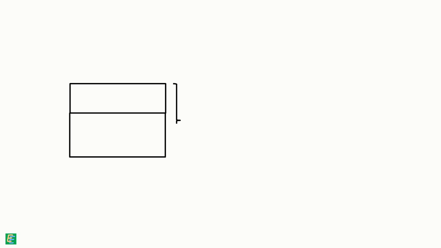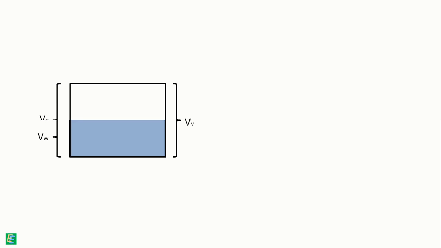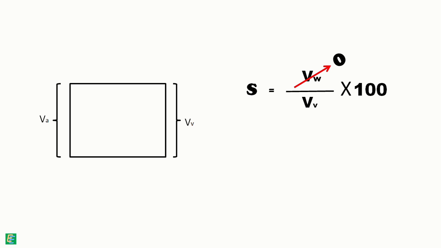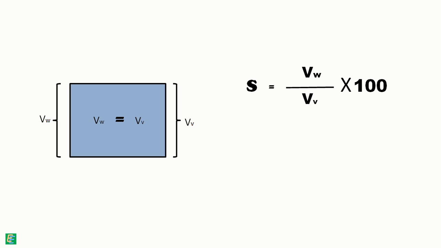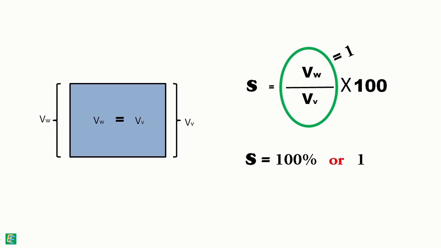Since the degree of saturation indicates the portion of the volume of voids which is filled with water, when soil doesn't have any water in it, then the value of VW in the equation becomes 0, and hence the degree of saturation comes as 0. Similarly, when all the pores are filled with water, then the volume of voids is equal to the volume of water present in the soil. So in the equation, the value of this ratio becomes 1 and the degree of saturation comes to 100%, or simply 1 if not shown as a percentage.